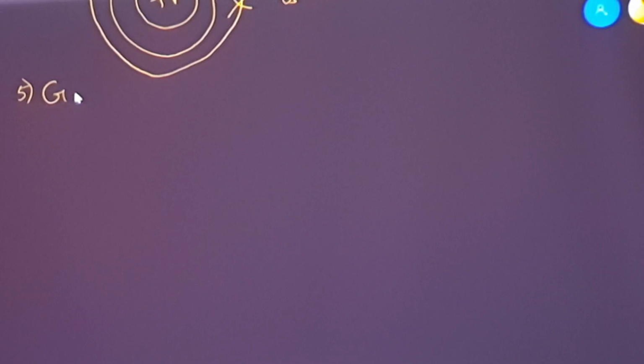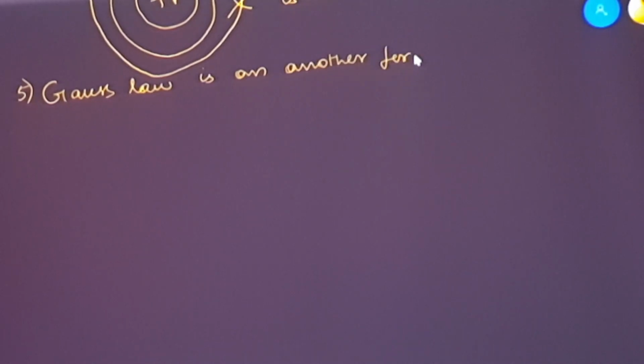The first point given is, when you are considering the Gauss law, it is another form of Coulomb's law. How can you say that it is another form of Coulomb's law? What is the formula that we have got?